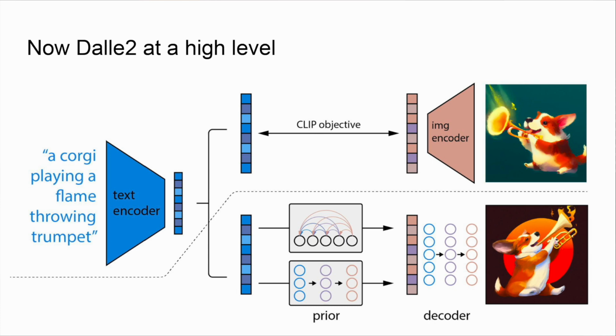But before I talk about the diffusion architecture, let me first describe what Dall-E-2 is. Typically, you can give an input text, such as a corgi playing a flame-throwing trumpet. Let's say that's the image you want to generate, and that's the input that goes to the encoder. That's step number one. There are two typical algorithms: the CLIP algorithm and the GLIDE algorithm.